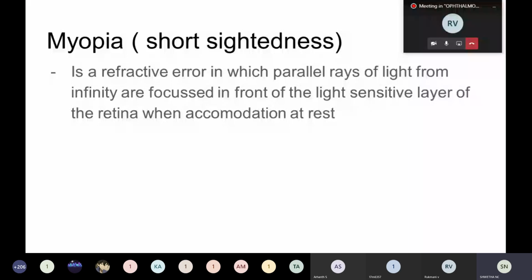First of all, the first point is a refractive error in which parallel rays... So whenever you're seeing a distant object, your rays will be parallel, and we don't know where those rays are coming from, so we call it infinity. The parallel rays of light from infinity are focused in front of the light sensitive layer of the retina when accommodation is at rest. This is a very important point you have to note. Accommodation is at rest means the eye is in a relaxed state. So when accommodation is at rest, the rays are focused in front of the retina, and the patient will have a myopic state.